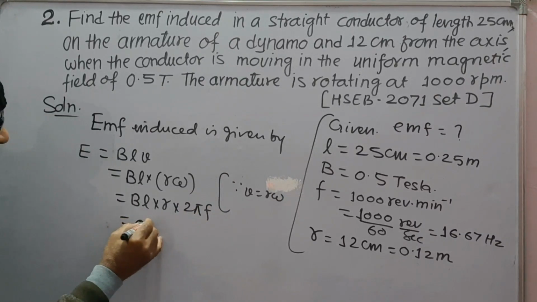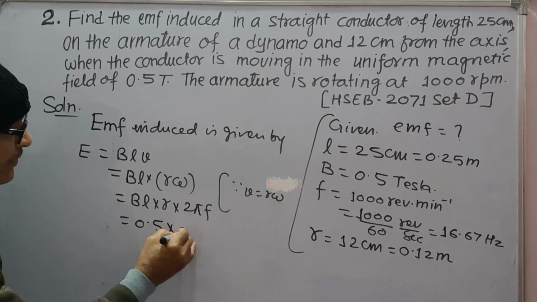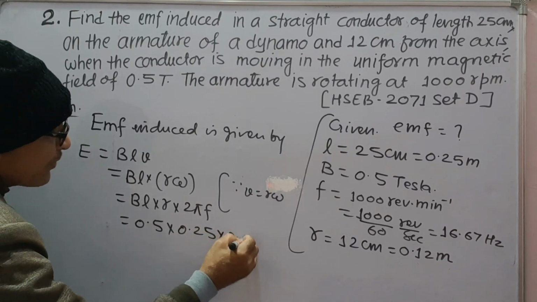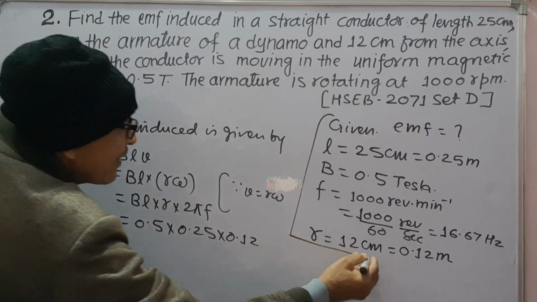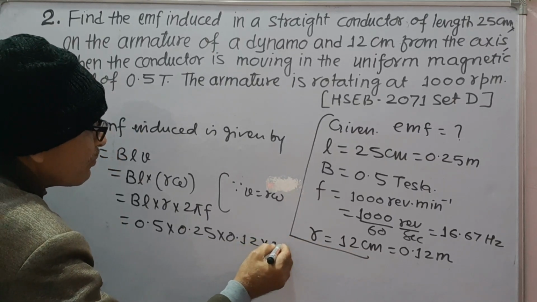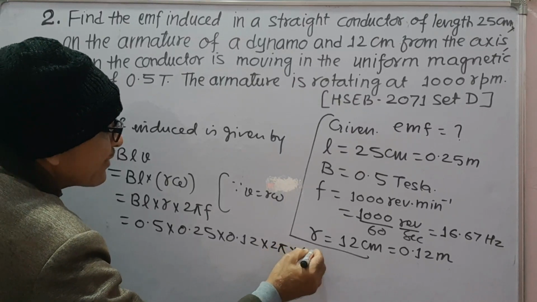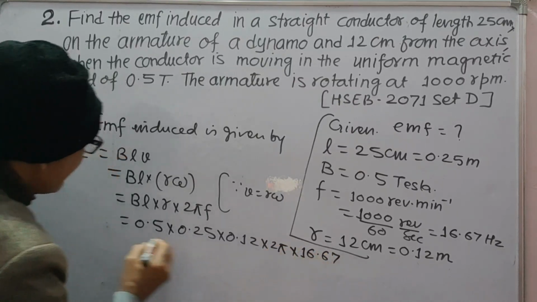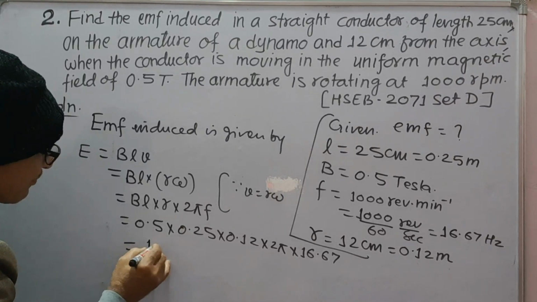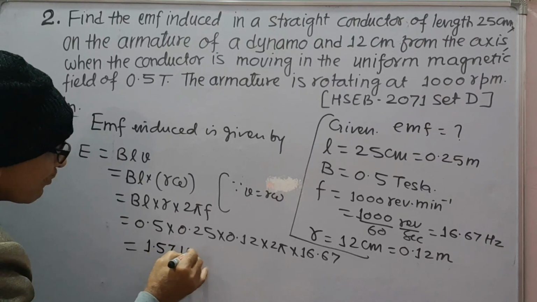B is 0.5, L is 0.25, R is 0.12 and into 2 pi into 16.67, which gives induced EMF as 1.57 volts.